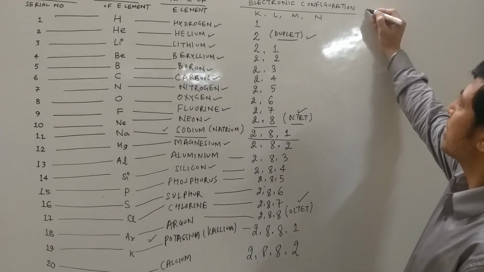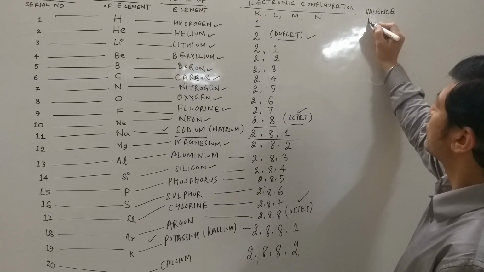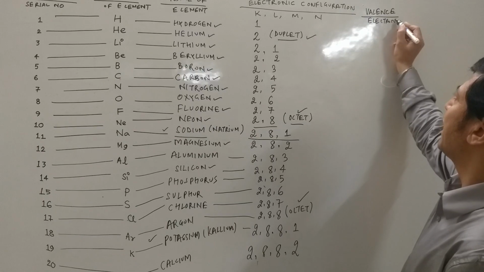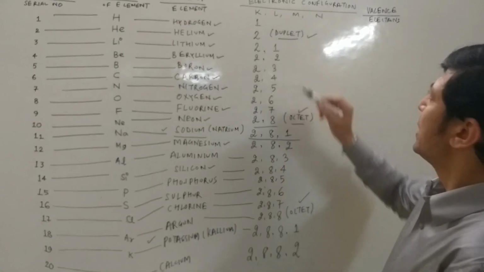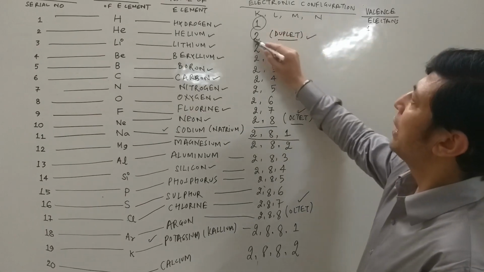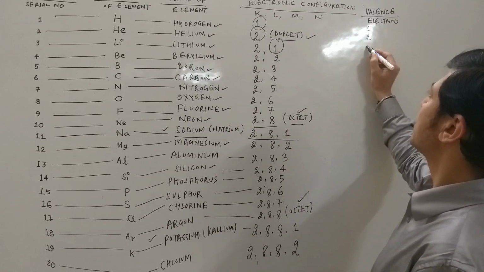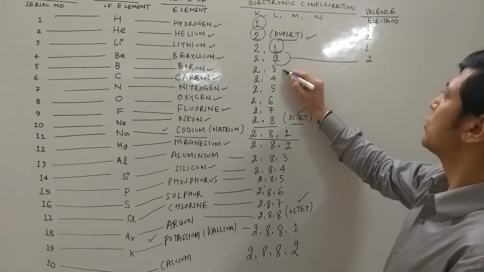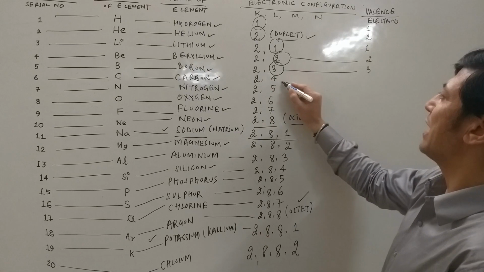So what is the number of valence electrons? Valence electrons are the electrons in the outermost shell. So the outermost shell here contains only one electron. In helium, it contains two electrons. In case of lithium, again it is one electron. In case of beryllium, it is again two electrons. In case of boron, it is three valence electrons.